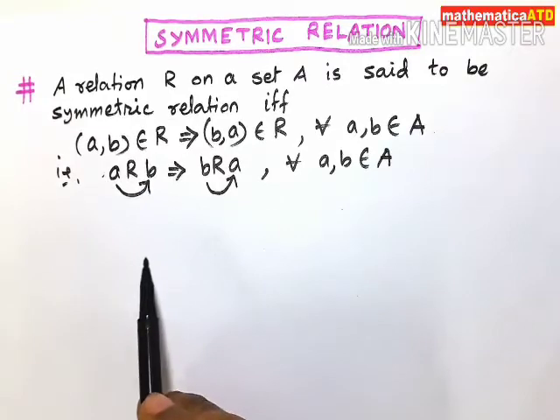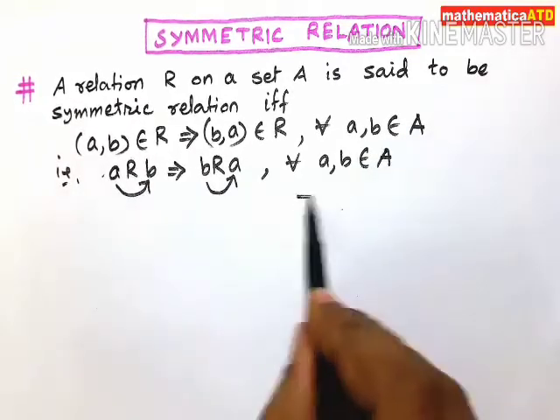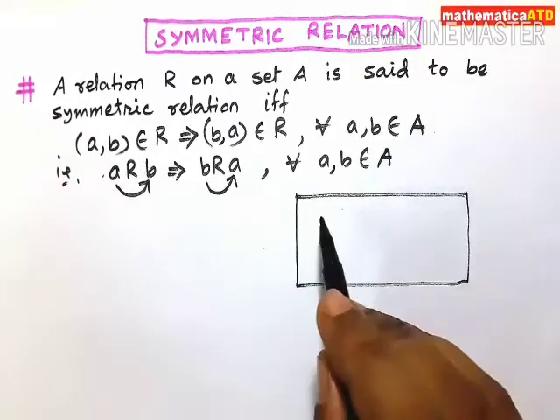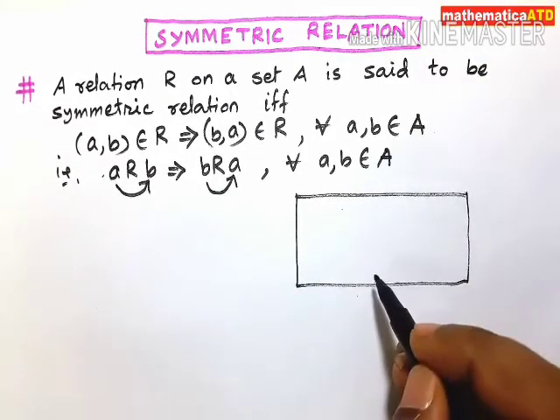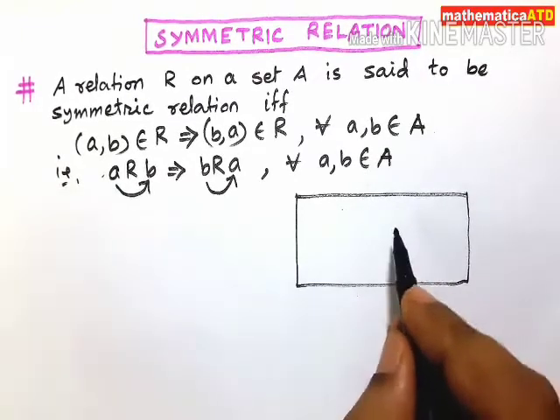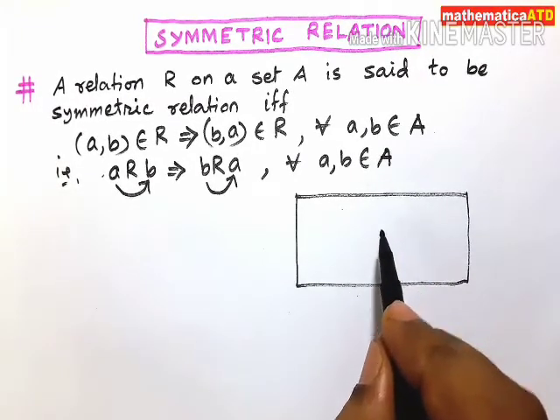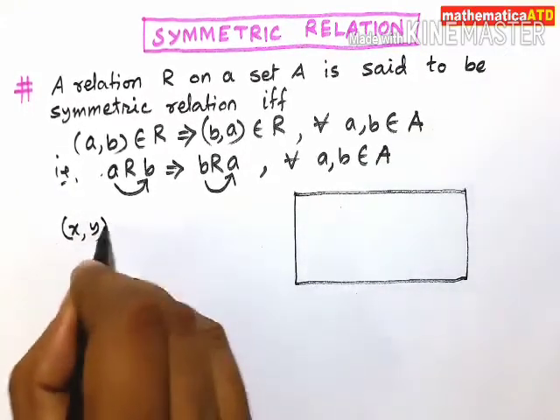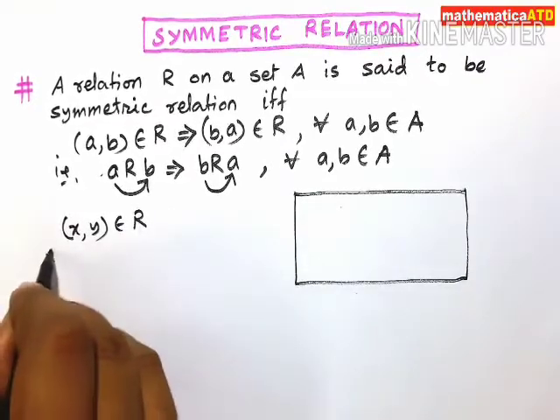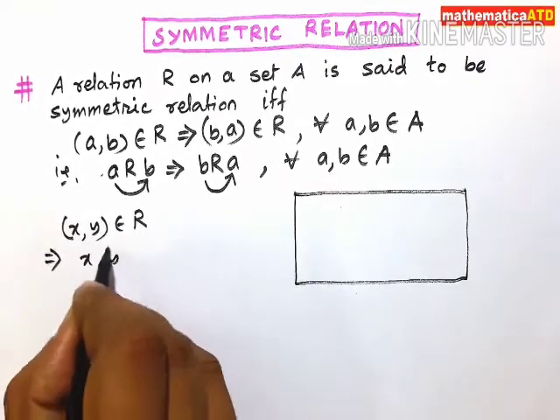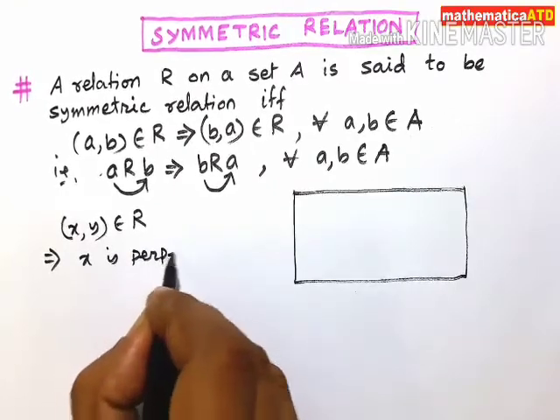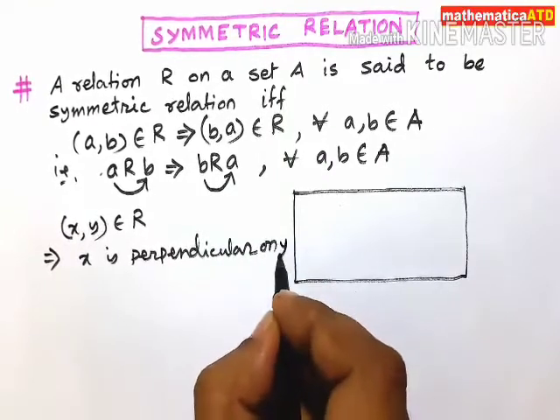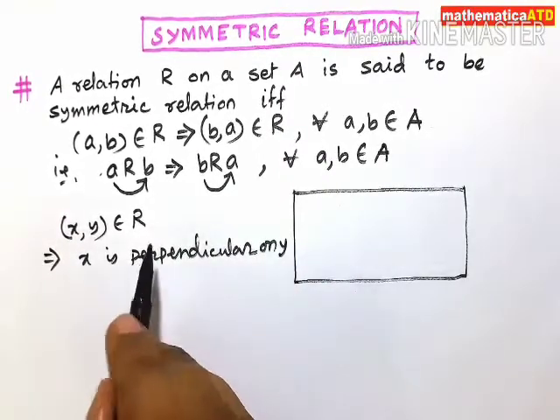Let L be the set of all lines in a plane. So this is a plane, and capital L is the set of all lines in this plane. Let us consider R, a relation defined on L by the rule (x, y) belongs to R implies that x is perpendicular to y. Then R is a symmetric relation.